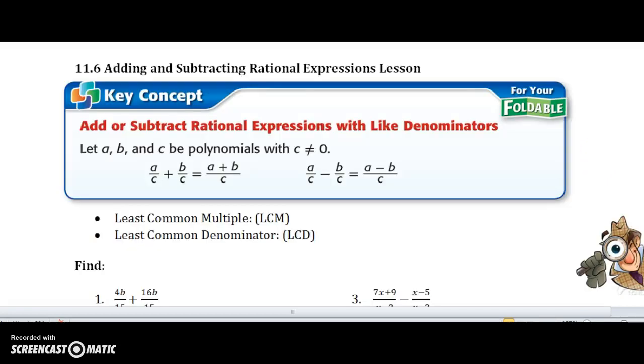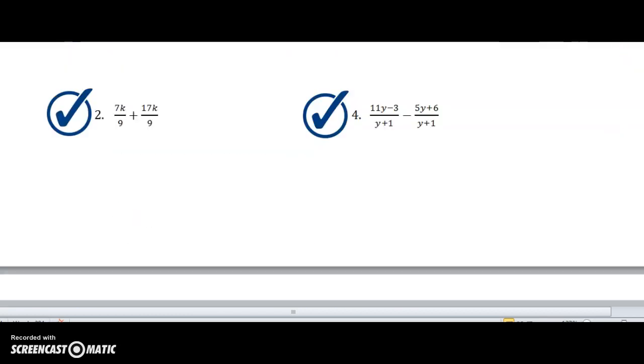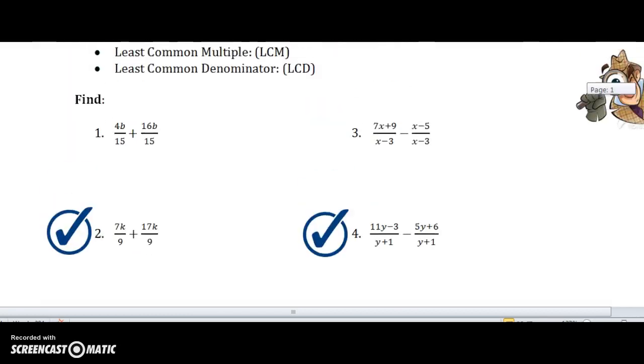Well, these same rules apply when we are adding and subtracting rational expressions that aren't necessarily numbers like we were used to working with prior to algebra. So, to add or subtract rational expressions, we need like denominators. So we have to look for the least common multiple or the least common denominator. So let's see how that looks in an example problem.